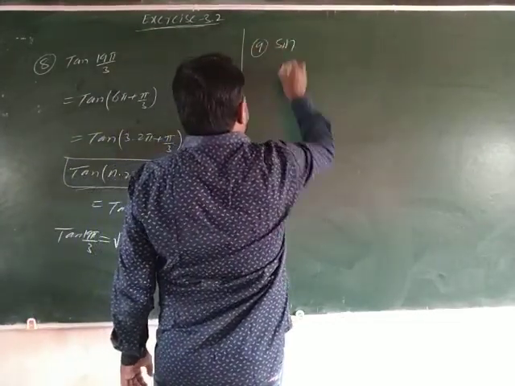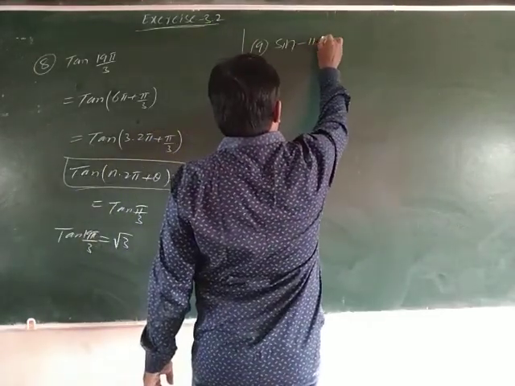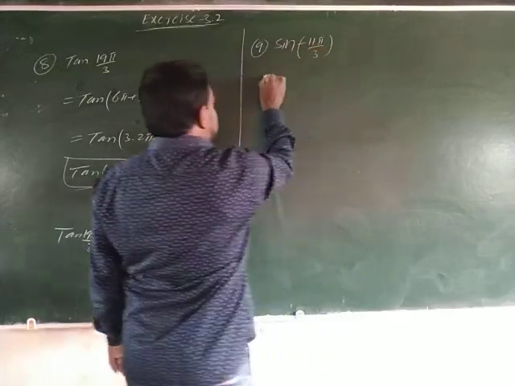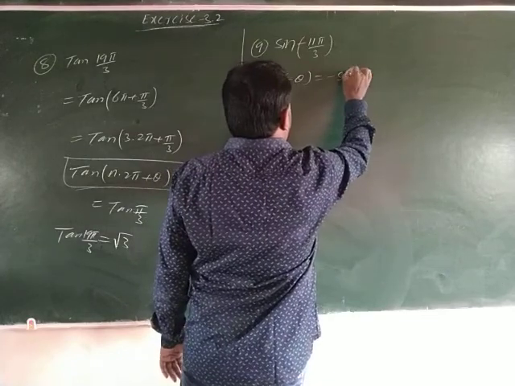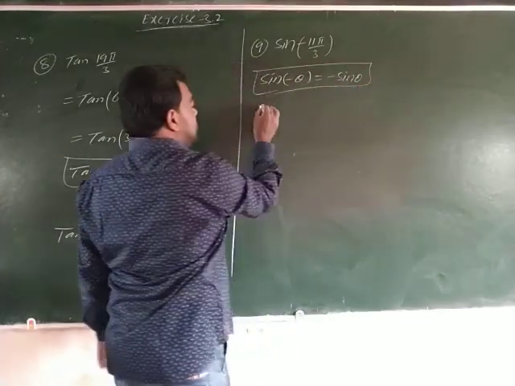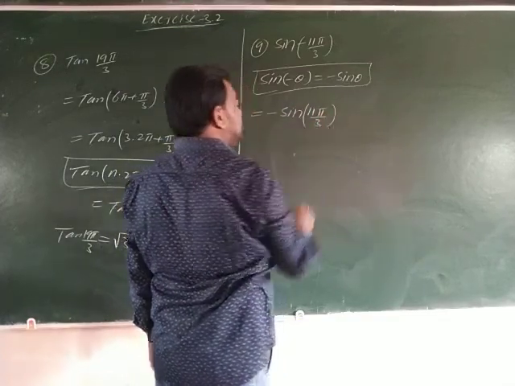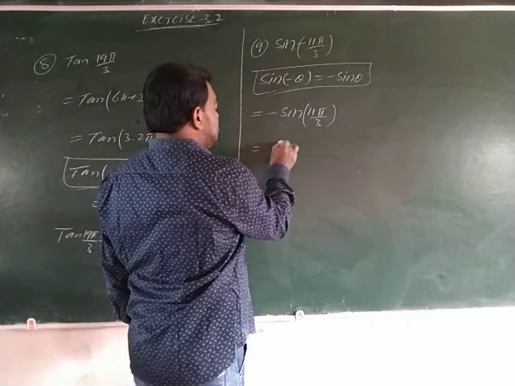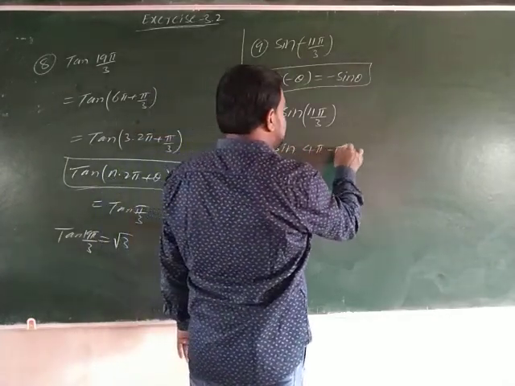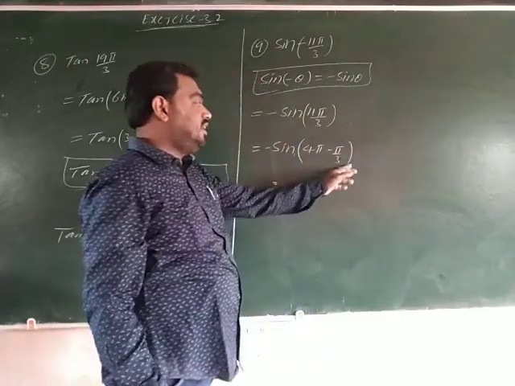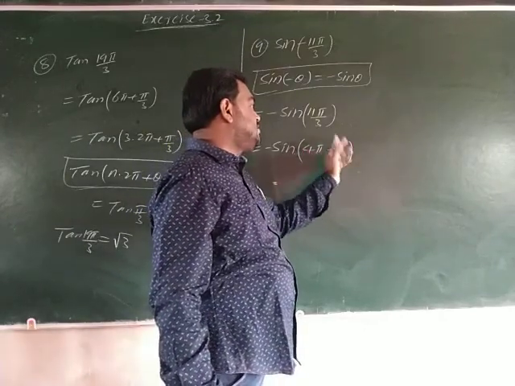Question number 9. Sine of minus 11 pi by 3. Sine of minus theta is equal to minus sine theta. From this formula we are writing minus of sine 11 pi by 3. This is equal to minus sine of 4 pi minus pi by 3. You take the LCM 3: 4 into 3, 12 pi minus pi, 11 pi.